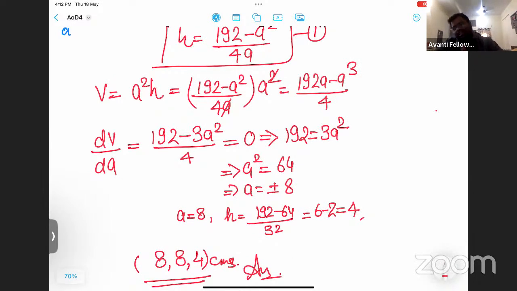Ideally we could have checked the double derivative for plus and minus 8. But logically, it's a side, a length, so it cannot be negative. So it has to be positive 8. That's what we simply do. Taking a equal to 8, h equal to 4, the dimensions are 8, 8, 4 centimeters.